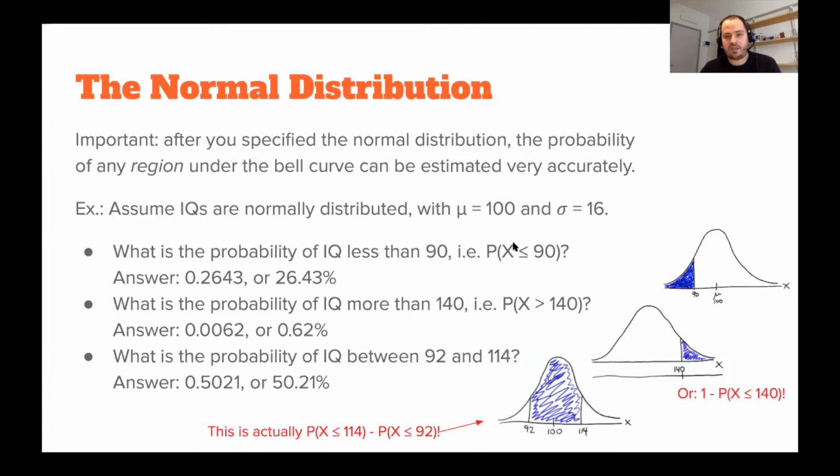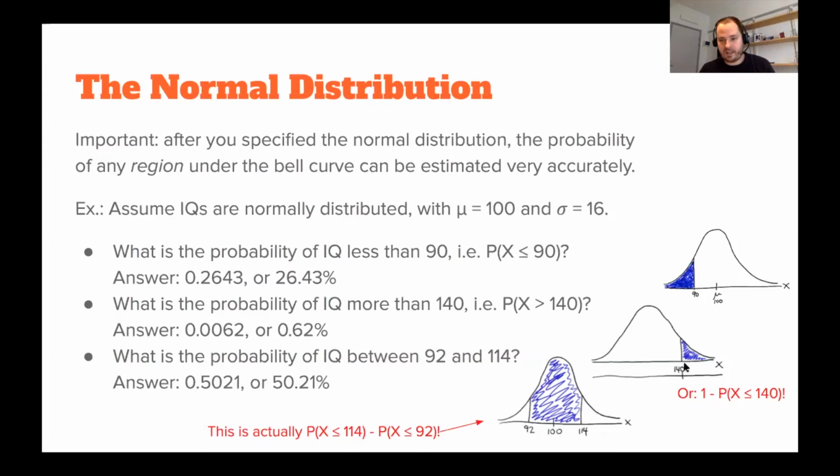I say anything that's less than or equal to 90 means it comes from all the way to the left, wherever it stops in the left, up to 90. This is a cumulative distribution. We say it's cumulative because it comes from wherever it starts on the left, doesn't matter, until a certain number. That's a cumulative probability up to a certain number.